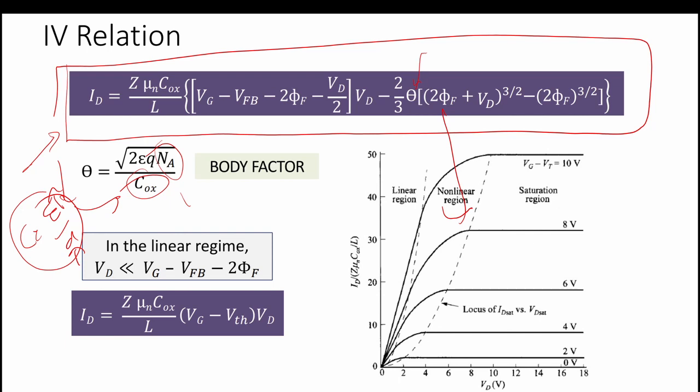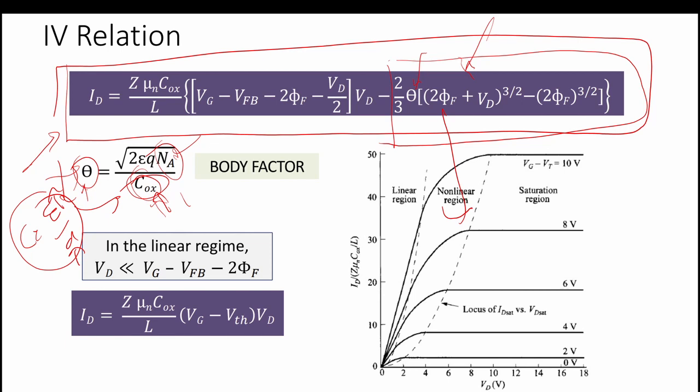The oxide capacitance should be as high as possible, so that there will be very good control of the gate over the device. If the p substrate doping is also low, this theta is negligible, so most of the time we can neglect this term.